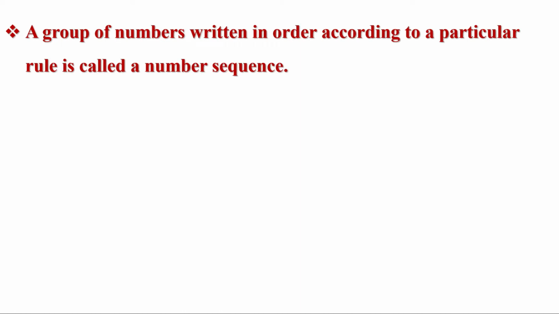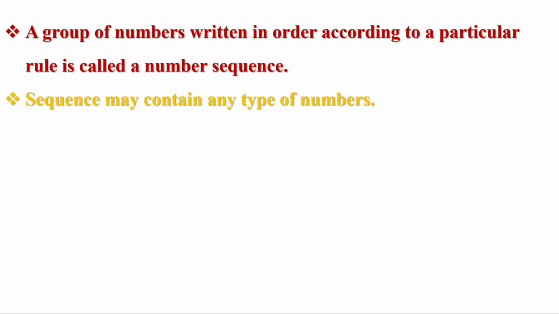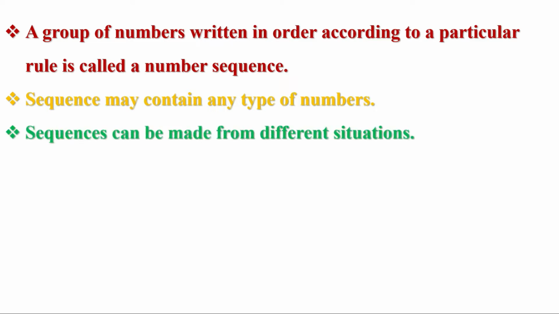Welcome to Maths Companion. In the last video, we have learned sequences. Let us remember what we have learned. A sequence is a group of numbers written in order according to a particular rule. And after that, we have seen that the sequence may contain any type of numbers. The numbers of a sequence can be natural numbers, fractions, decimals, or any type of numbers.